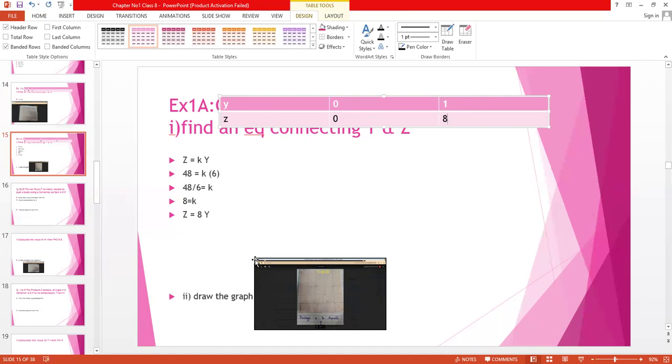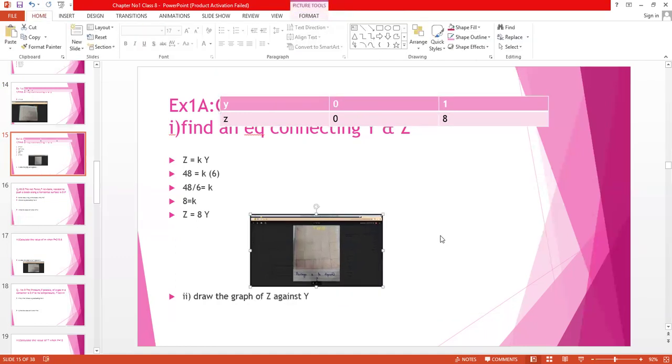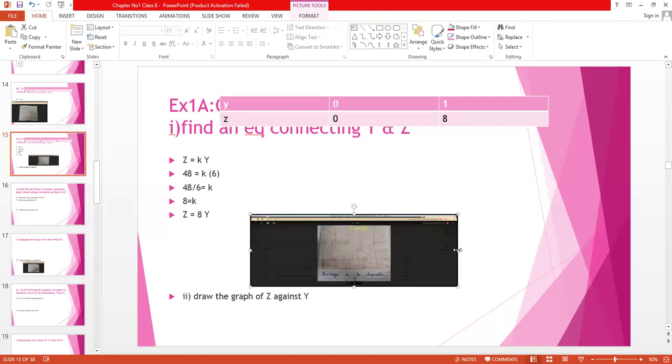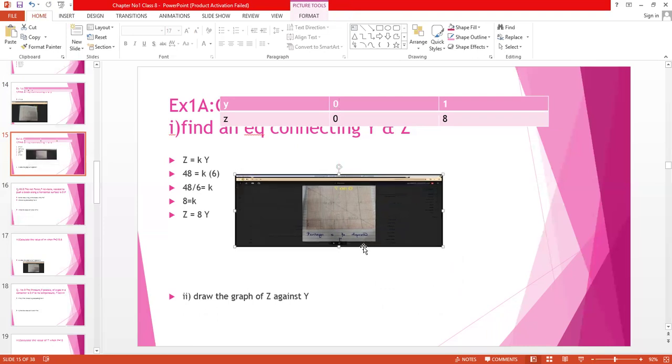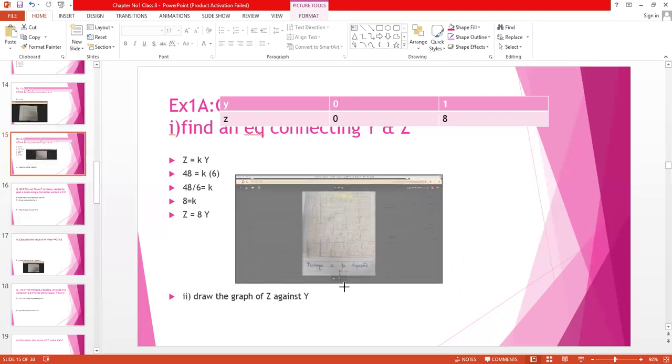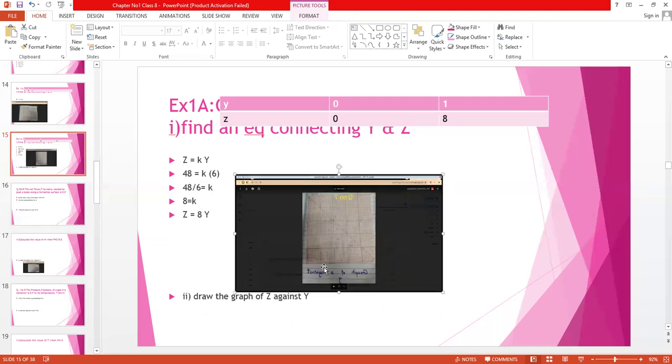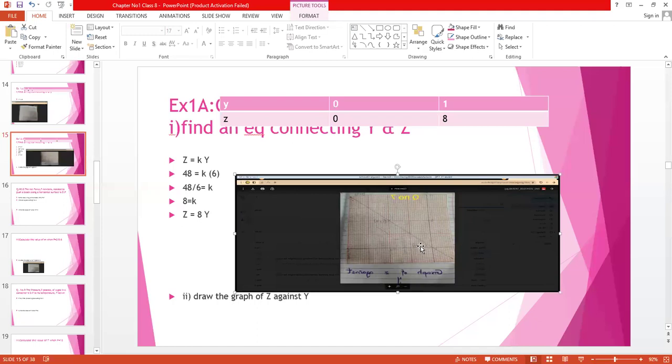Now I have to draw a graph. I will show it to you. It depends upon you how you take the scale. For the y-axis, I take 1 unit shows 1, and here on the z-axis, 1 unit shows 8. I draw a simple graph. Clear? But one thing is very important: it passes through the origin. I think it is visible. It passes through the origin.